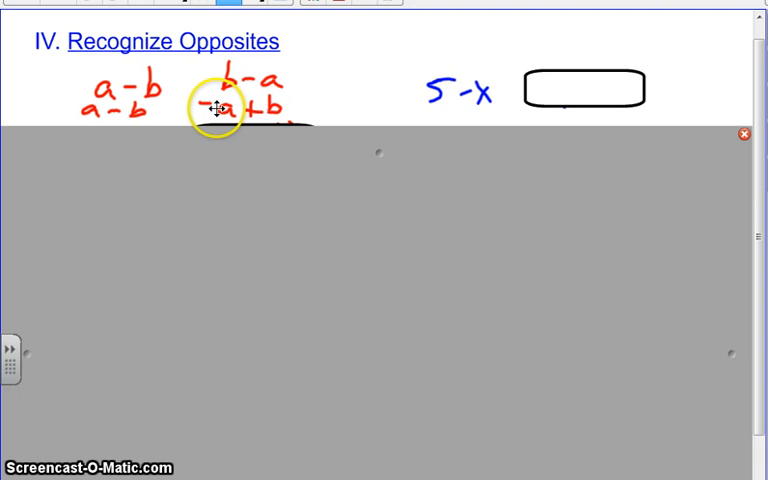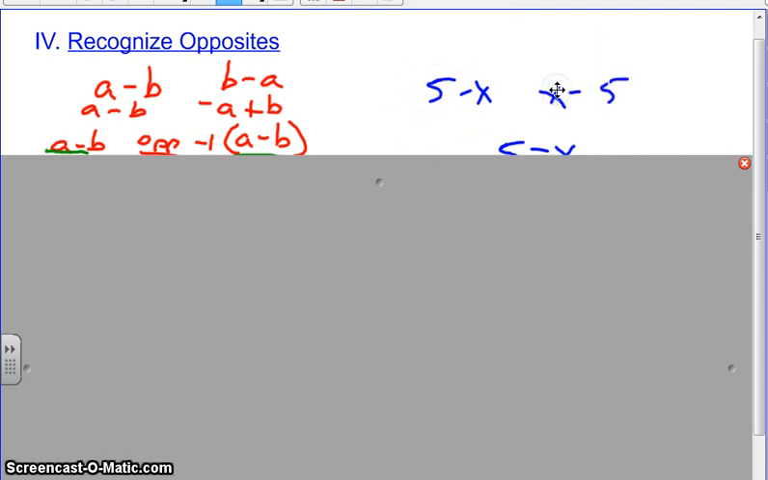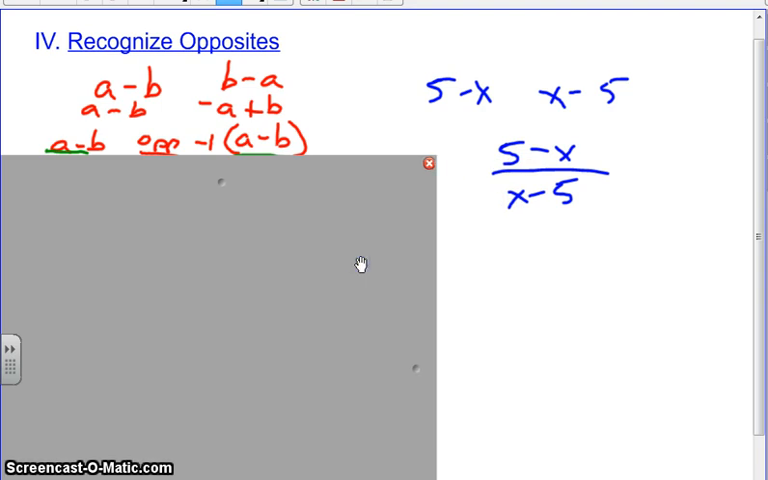Now I want to factor this negative away from the leading term. Okay, so if I factor out the negative, it would be negative 1 times what? Good, a minus b, right? And a minus b is exactly a minus b. Do you see that? Okay, so let me show you this with this. We'll place a number in for one of these letters here, these variables. 5 minus x, the opposite would be x minus 5. Okay, so if I put these opposites over each other, what happens?